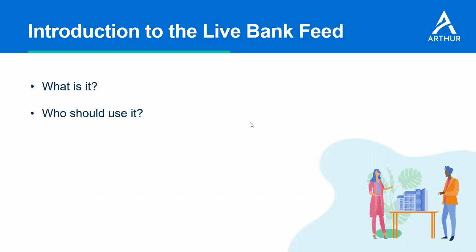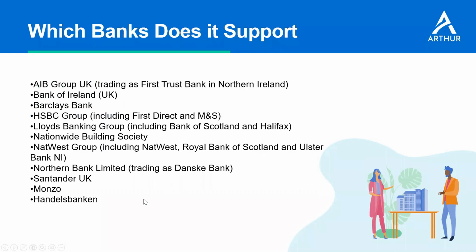So the banks that we can connect to are shown on screen now. We've got all the major banks really. The first 9 are the CMA 9 and then Monzo plus Handelsbanken as well. That means if you can't see your bank on this list, then unfortunately, we're not going to be able to accommodate you on our live bank feed. That's not to say that we wouldn't be able to add them in future, but for the time being, this is all we can integrate to our live bank feed.